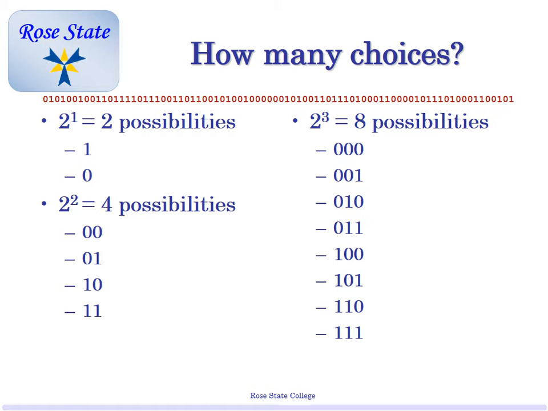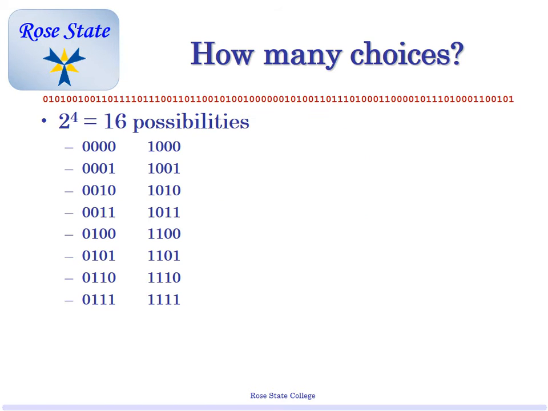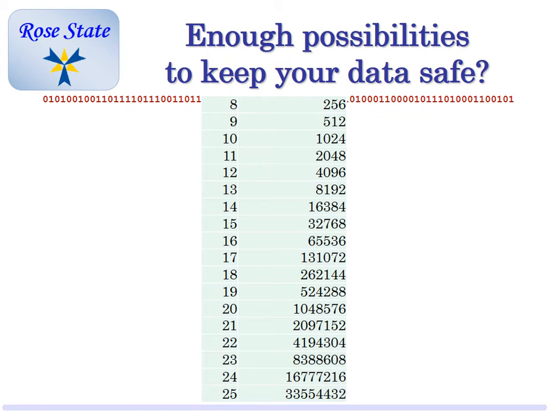Okay. So 2 to the 4th, 16 possibilities, and there's all the combinations of them. There's no other combination. Okay. So 2 to the 8th will give us 256-bit. 2 to the 25th will give us that many.